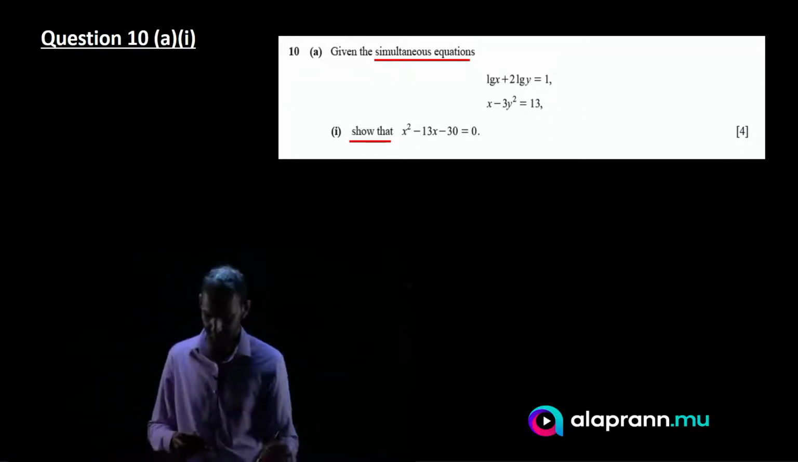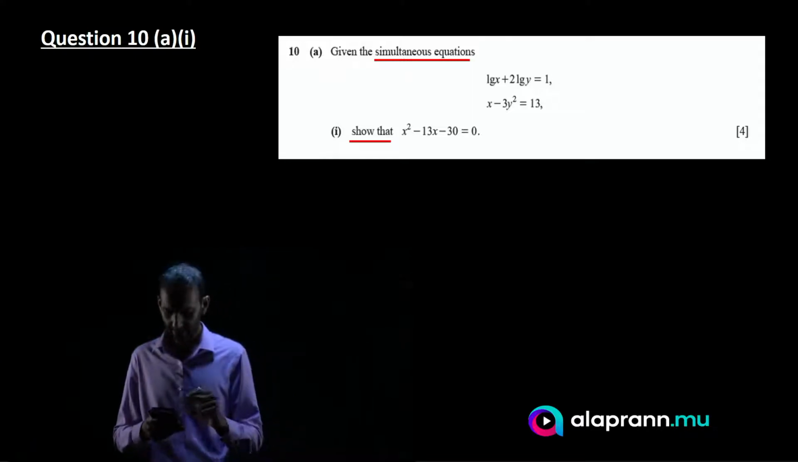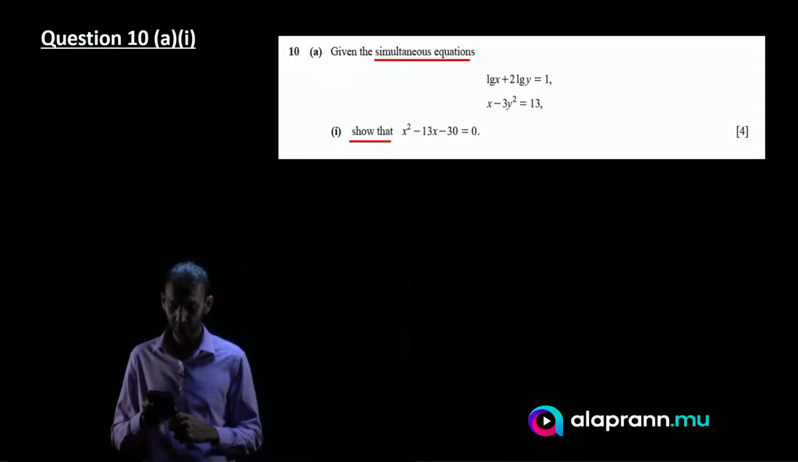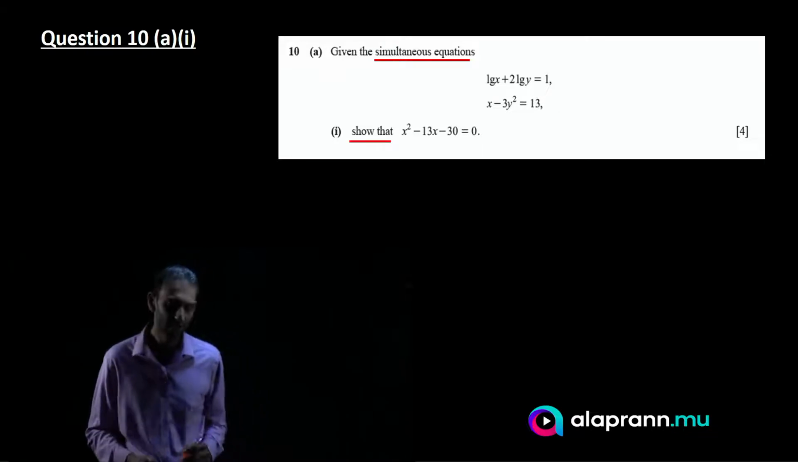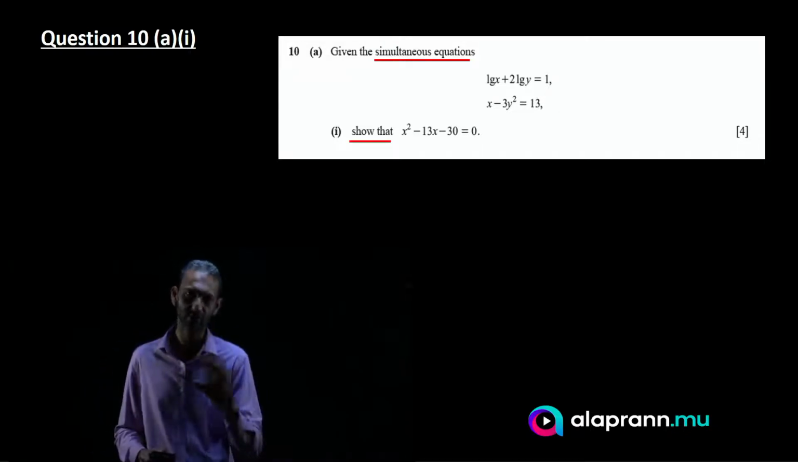Okay, students. Question number 10a. Given the simultaneous equations log x plus 2 log y is equal to 1, x minus 3y squared is equal to 13, you're asked to show for the first part x squared minus 13x minus 30. Straightforward. When you see log, you know that laws of logarithm have to come into play.